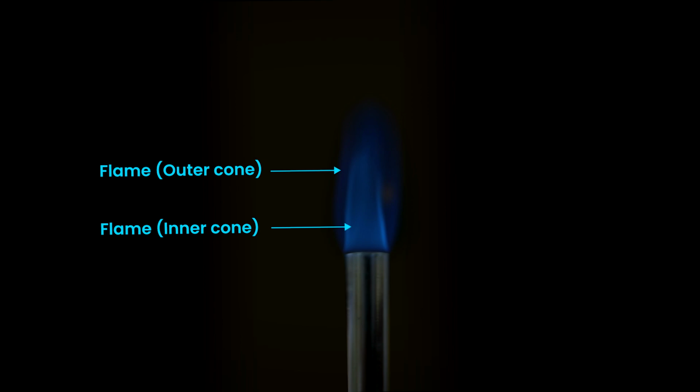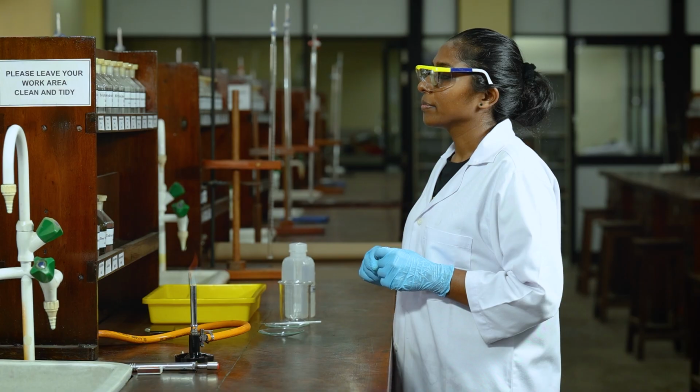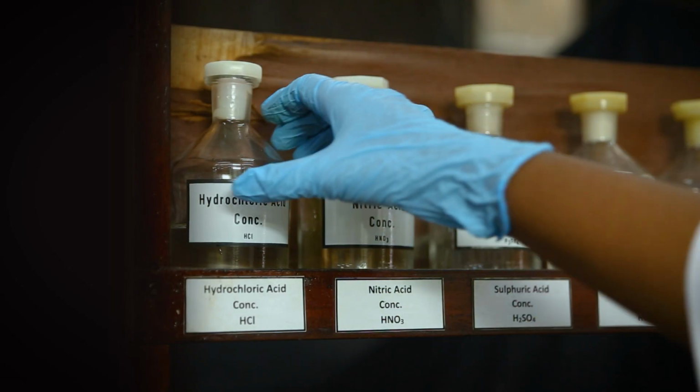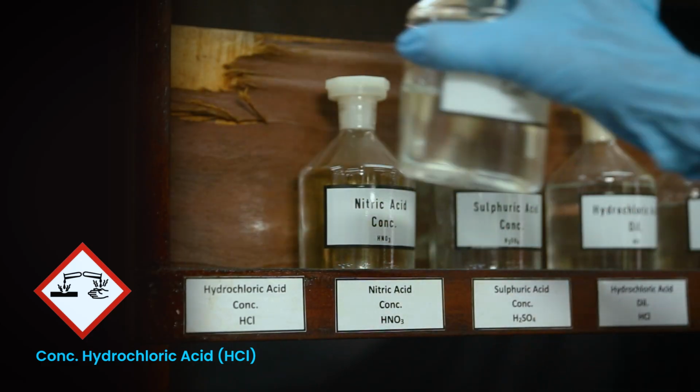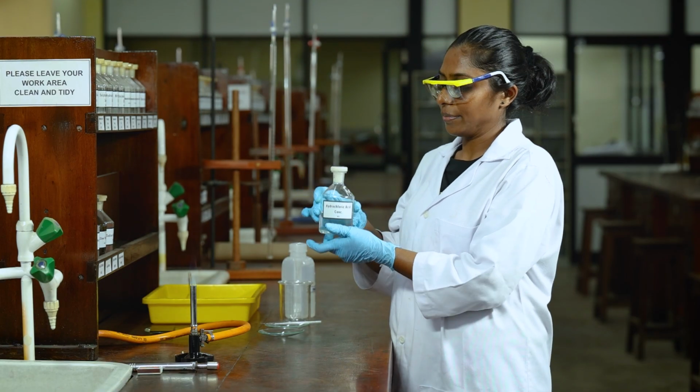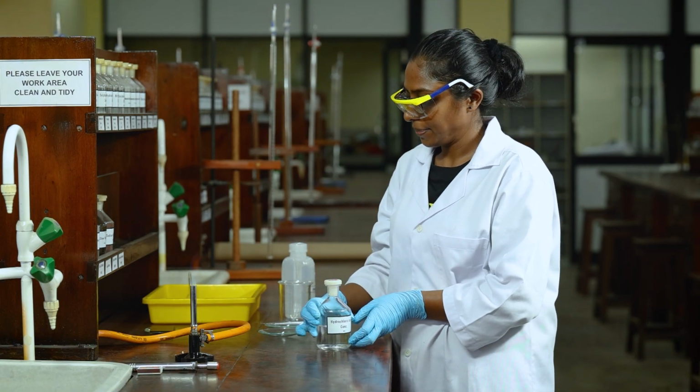Never leave the open flame unattended. The second step is to take the required concentrated hydrochloric acid. We will obtain a small sufficient volume of hydrochloric acid into 2 separate watch glasses. One is to clean the loop, and the other is to test the samples.